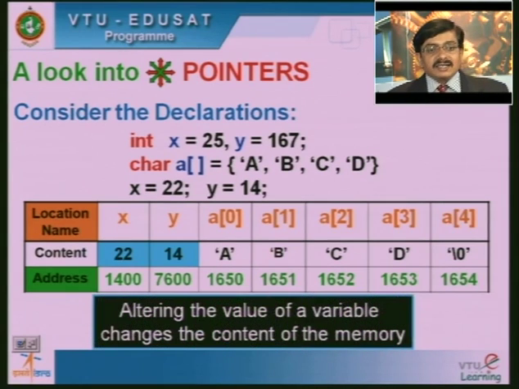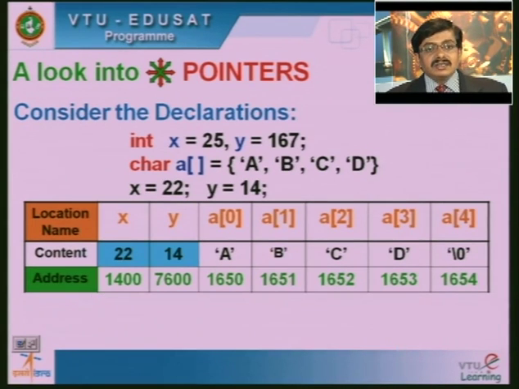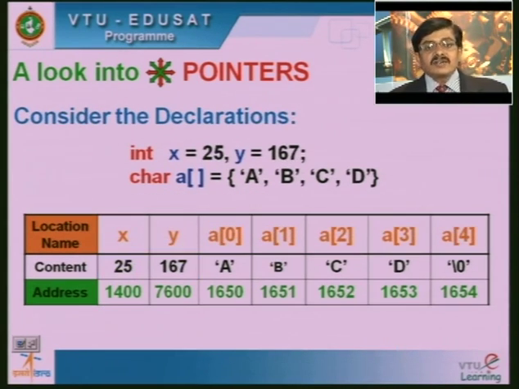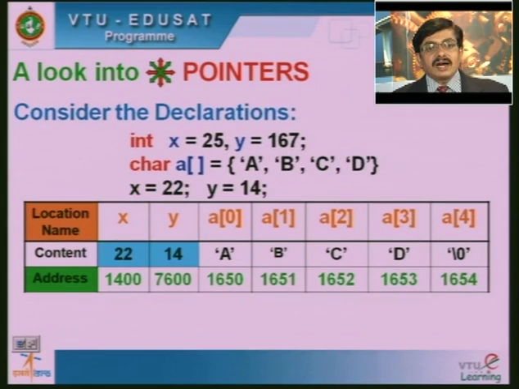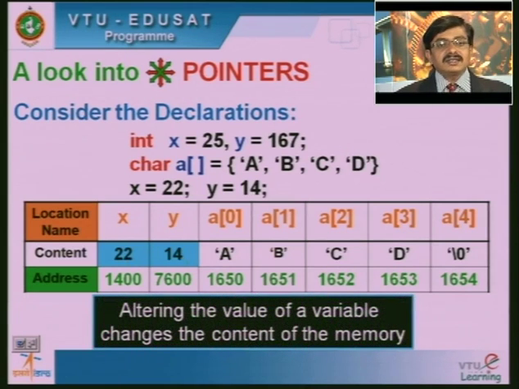So here in the previous case, x is 25 and y is 167, and now if I alter the value of x to 22 and y to 14, what happens is the x value will get the value 22 and y will get the value 14 there. So what we can note here is that altering the value of a variable changes the content of the memory location. So here I am altering the value of x.